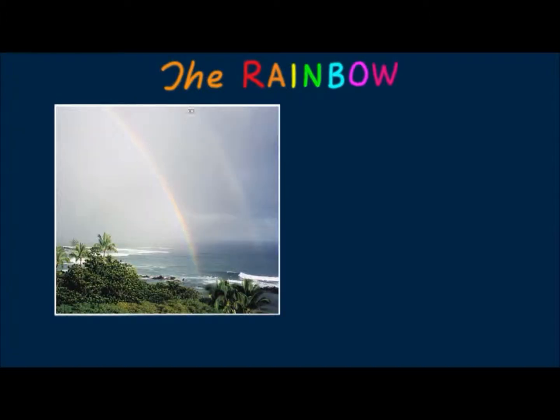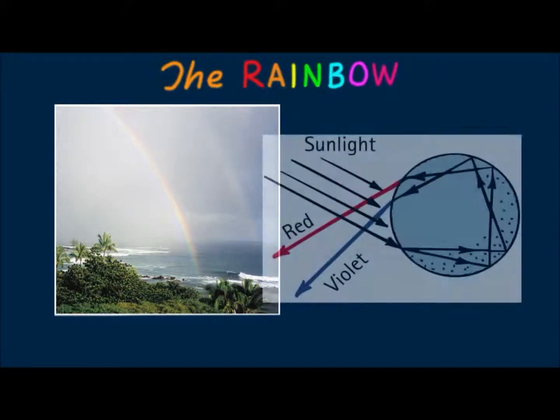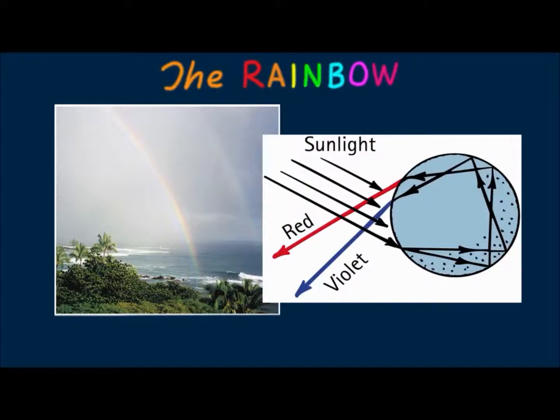Often a larger secondary bow with colors reversed can be seen arching at a greater angle around the primary bow. We won't say more about the secondary bow except to say it's formed by similar circumstances and as a result of double reflection within the raindrops. Because of this extra reflection and extra refraction loss, the secondary bow is much dimmer and its colors are reversed.